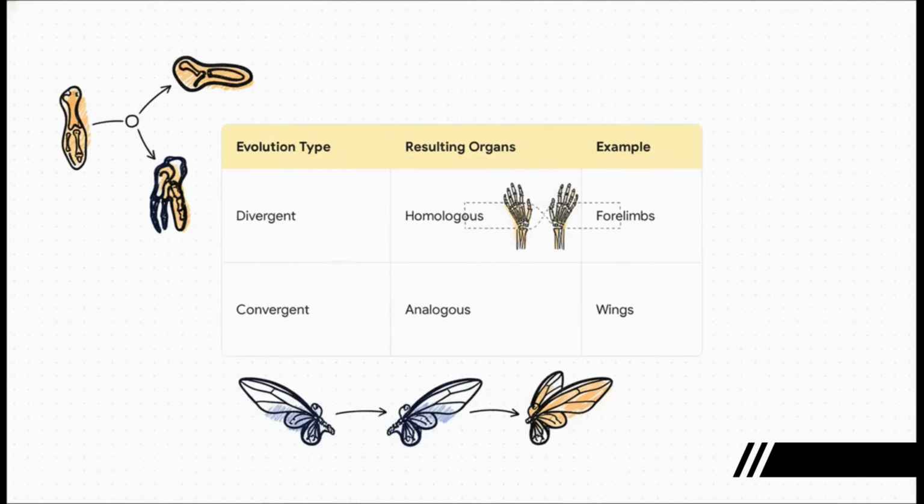And here it is, the master summary. This is the slide that ties everything together perfectly. Honestly, if you only remember one thing, make it this table. Divergent evolution gives you homologous organs. Convergent evolution gives you analogous organs. I would seriously pause here, take a screenshot, get this into your notes, because this connection is a guaranteed question area on the exam.